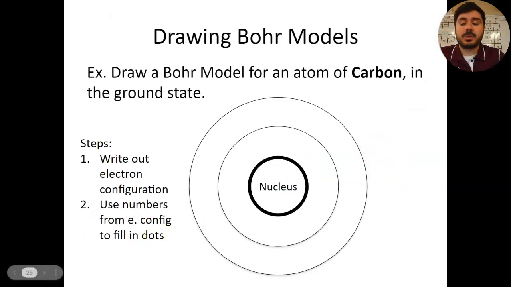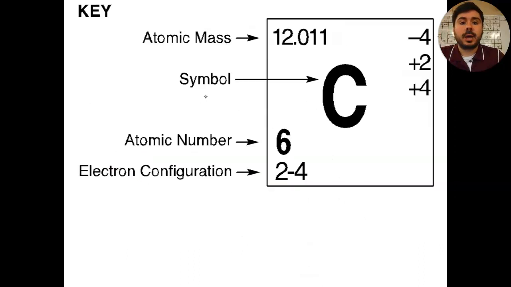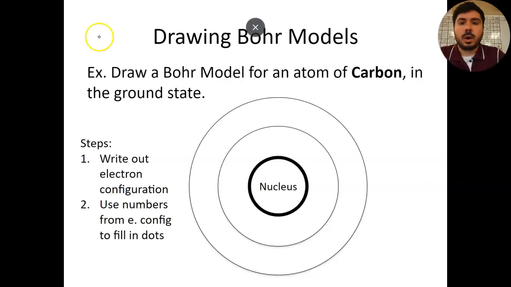So let's take a stab at this. The example here says draw a Bohr model for an atom of carbon. We're talking about an atom of carbon in the ground state, and we're going to focus on what ground state means in just a second. But let's just draw this Bohr model first. Over here, I have the steps to actually draw out a Bohr model. So let's go step by step and make sure we're doing the right thing.